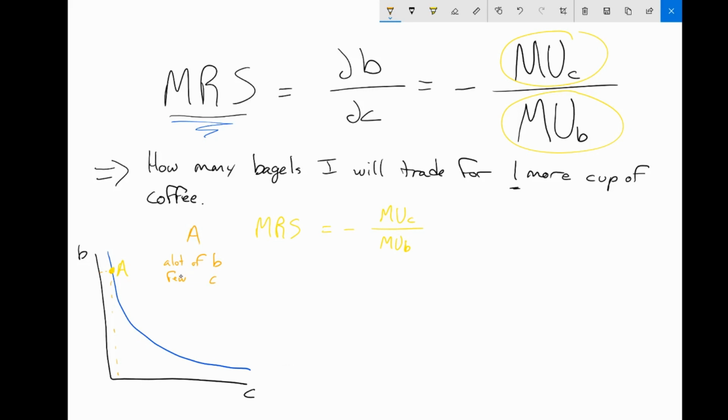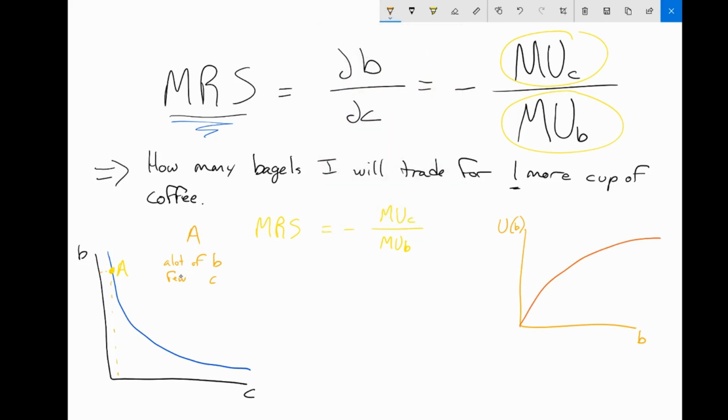Now let's just think about that. What does that mean about the marginal utility of bagels? Remember, I'm going to draw this: the utility that I get from bagels as a function of bagels. And this is probably going to look something like this, right? Remember.